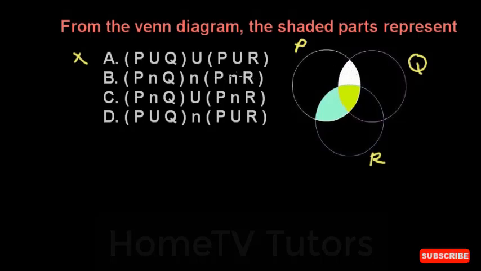Let's go to the next expression, P intersect R. This is the common shaded part of P intersect R. Okay, so we're still right. Then the common intersect, that is between P and Q and P and R, which is the middle, the yellow shaded part. Okay, so B is the right answer option.